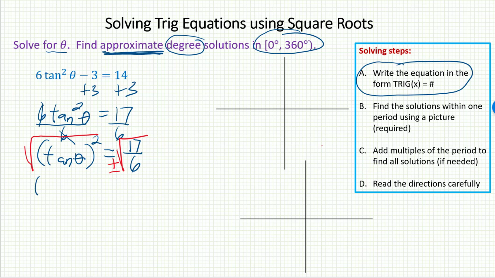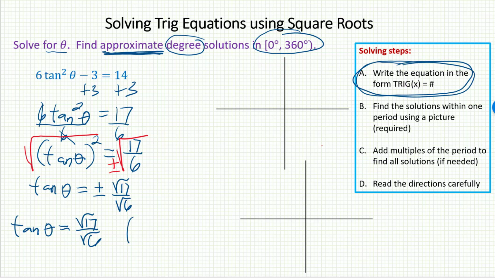The left now is simply tangent theta. The right is plus or minus, and I think I will break that up, square root of 17 over square root of 6. Do you see that once again we have taken a complicated equation and we've split it into two pieces? I have tangent theta equals positive root 17 over root 6. That fits the pattern that we wanted. And then I also have tangent theta equals negative square root 17 over square root 6. I'm not bothering to rationalize the denominators there because I know I'm just going to go to the calculator eventually.